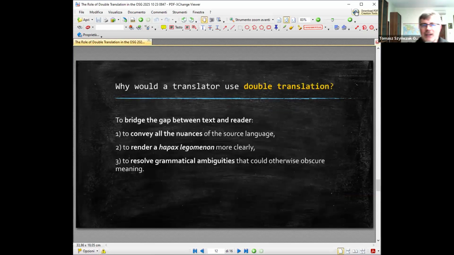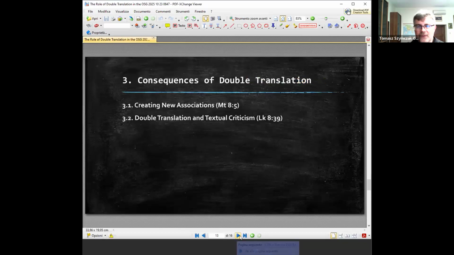So as we have seen till now, why would a translator use a double translation? So of course, to bridge the gap between text and reader, and as we have seen, to convey all the nuances of the source language, as for example in the case of moraino, rendered with two different verbs, or to render a hapax legomenon more clearly. We've got no idea what it means, so let's put another verb in order to see how it goes, or in order to resolve grammatical ambiguities that could otherwise obscure meaning. These are the main reasons that we see for the double translation.